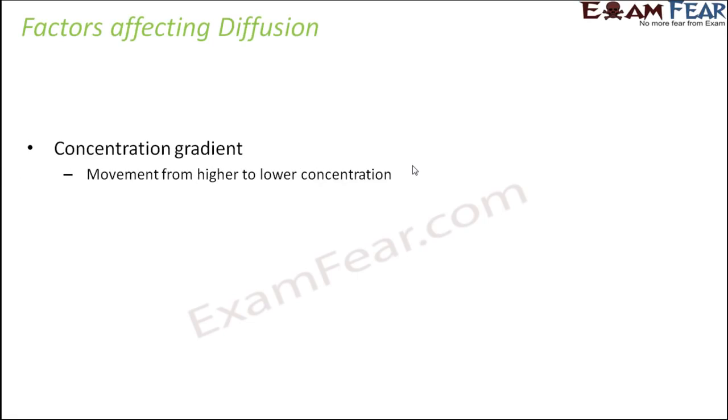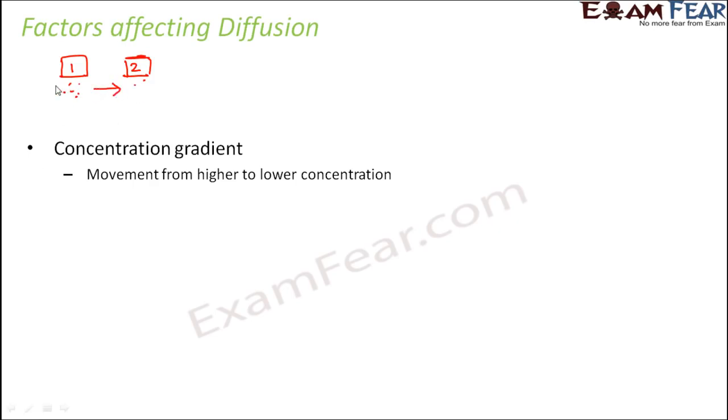The first factor is obviously the concentration gradient, because the concentration gradient is something which makes diffusion happen. It is because of the difference in concentration that the process of diffusion takes place. So now, the more the concentration gradient, and when I say gradient, that means the difference in concentration. As I mentioned before also, let us suppose you have two regions. One is region 1, this is region 2. Now, this has high concentration and this has low concentration. So the movement will happen from 1 to 2.